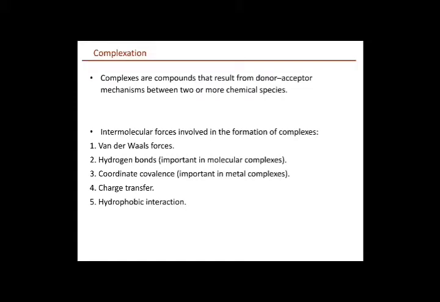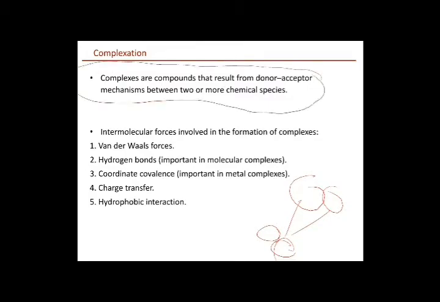Complexation is a simple idea. You have two things. They combine together to make a complex. Or if we define it, complexes are compounds that result from a donor-acceptor mechanism between two or more chemical species.